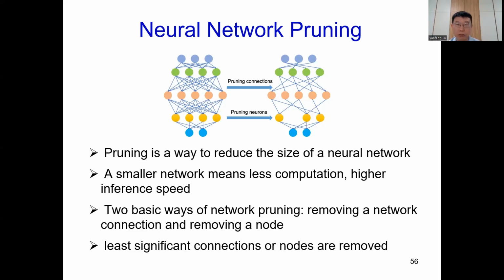In doing this kind of pruning, apparently we have to remove only the least significant connections or nodes. If we remove the connections or nodes with significant weight, then we've got a problem. The model will be changed, greatly changed. So a common criterion used in pruning is to remove nodes with weights close to 0.